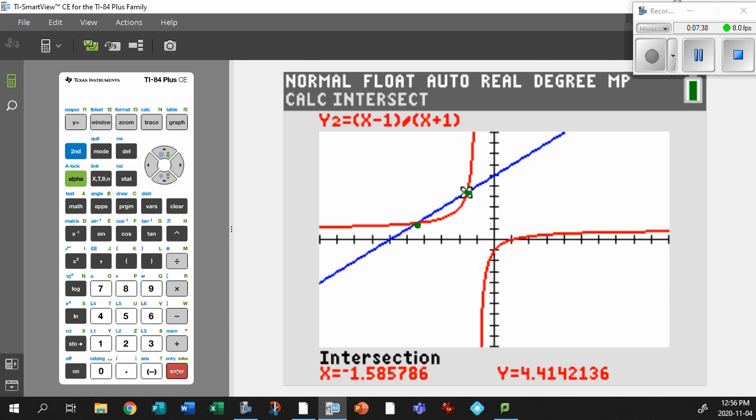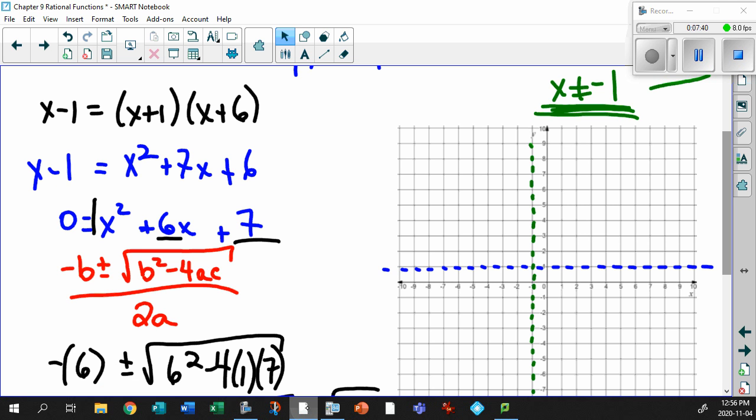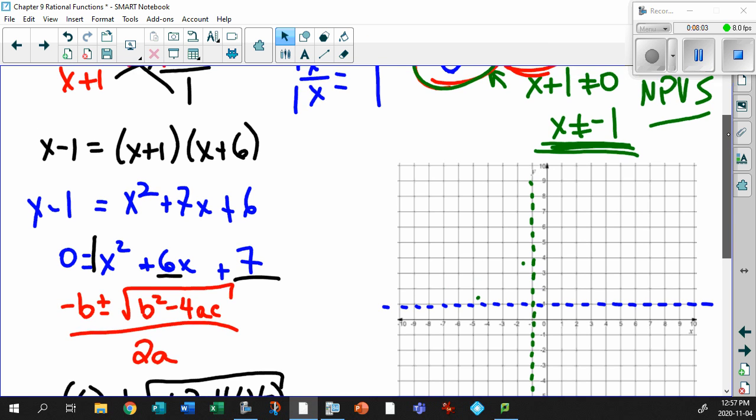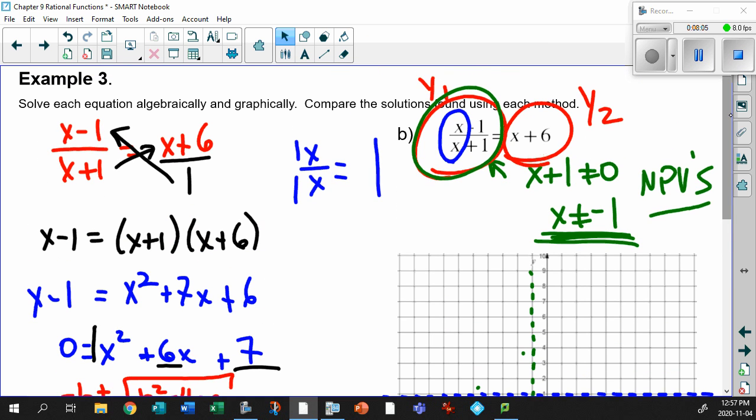So I'm going to go back to my graph here. I know I got about a 4.4, so I know I'm going to have something around here. And I know I'm going to have something at the -1.6, somewhere around here. Now, wait a second. Hold on. This sounds really kooky because I don't have my other equation graphed yet. I don't have this x plus 6.